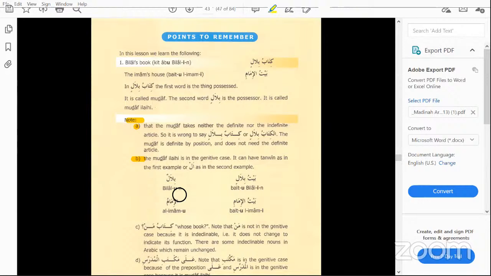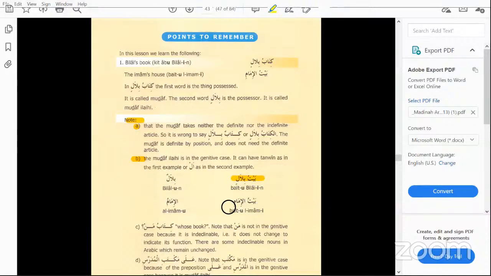The mudaf takes neither the definite nor the indefinite article, so it is wrong to say Kitabu Bilalin or Al Kitabu Bilalin. The mudaf is definite by position and does not need a definite article. The mudaf ilayh is in the genitive case. It can have tanween as in the first example, or al as in the second example. Baytu Bilalin or Bilalun.